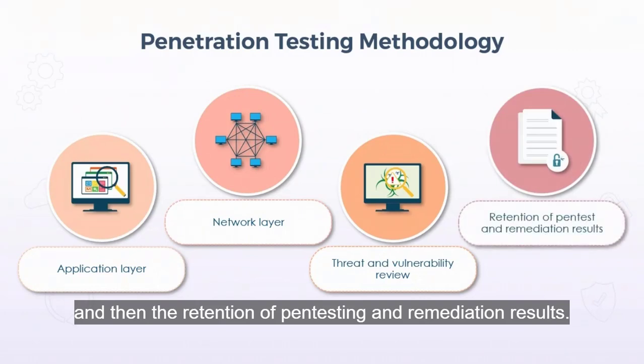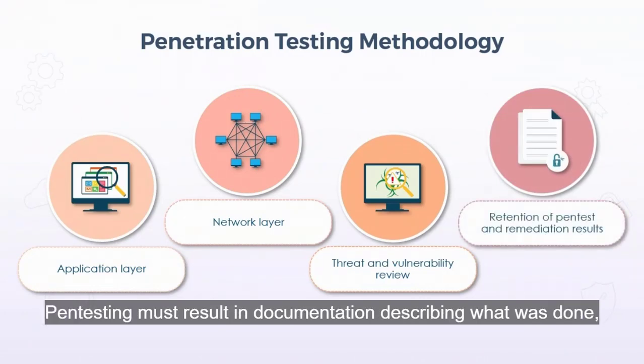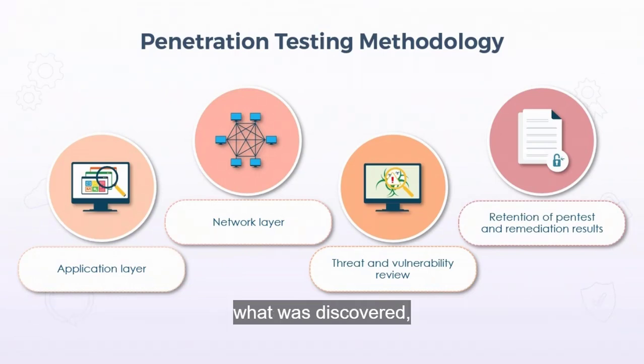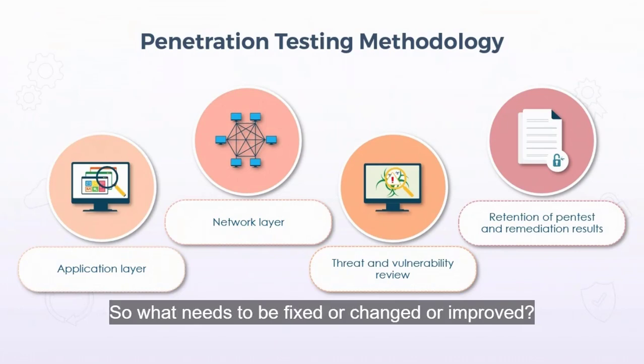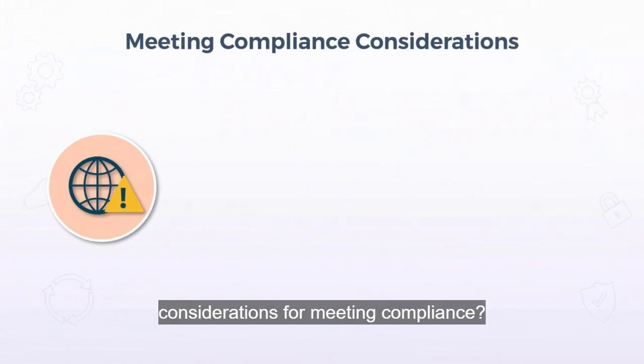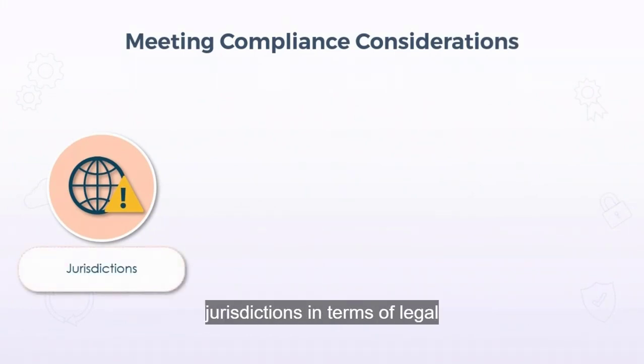And then the retention of pen testing and remediation results. Pen testing must result in documentation describing what was done, what was discovered, and recommendations about what needs to be remedied, so what needs to be fixed or changed or improved. What are the overarching considerations for meeting compliance? Well, as I mentioned, jurisdictions, in terms of legal and industry considerations, that must be met by the organization.